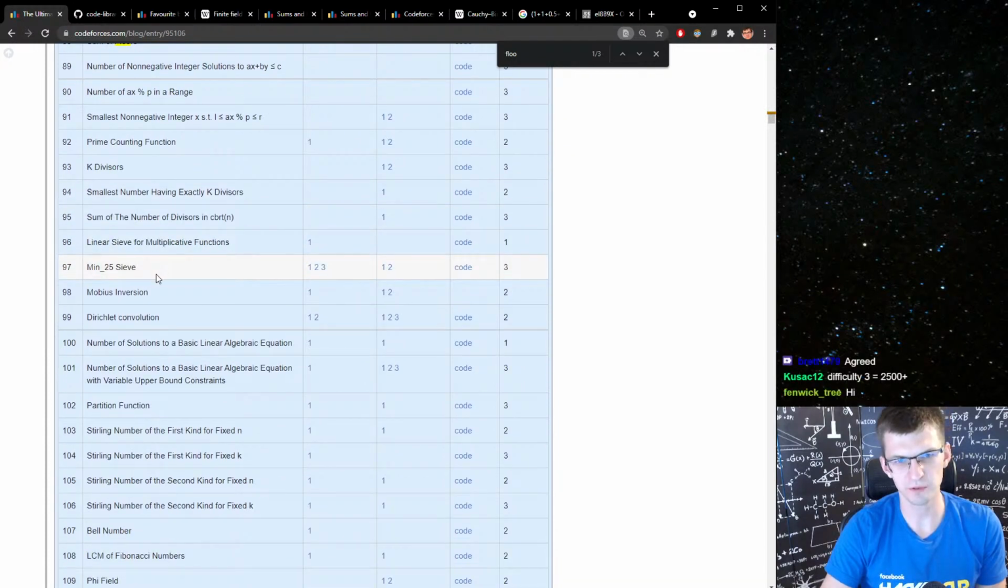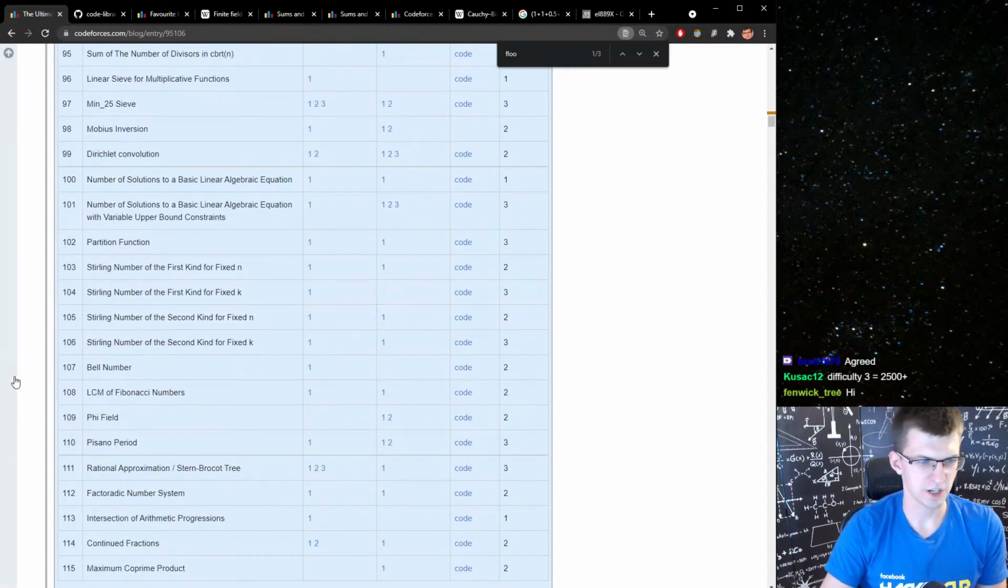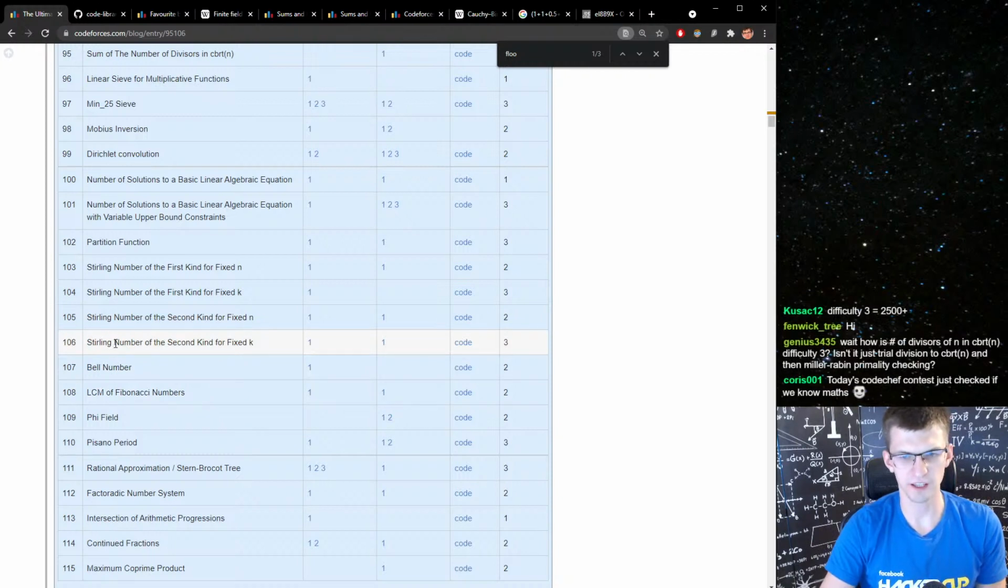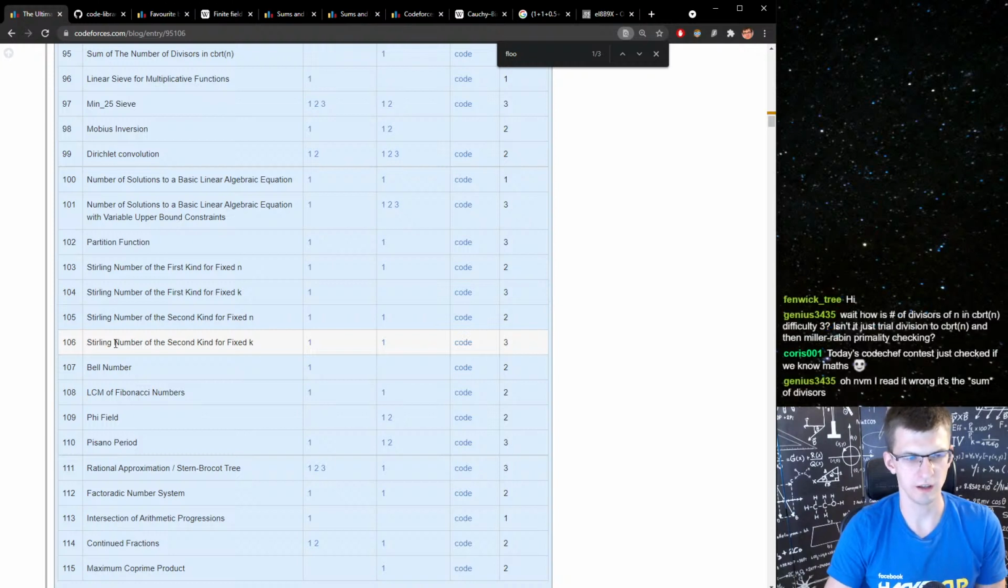I wonder how people should use this. So chat, tell me, what do you think should be a way to use this list? Should it be find anything of difficulty 1 that you don't know yet? Codeforces contest just checked if we know maths. That happens. It's more rare in Codeforces.